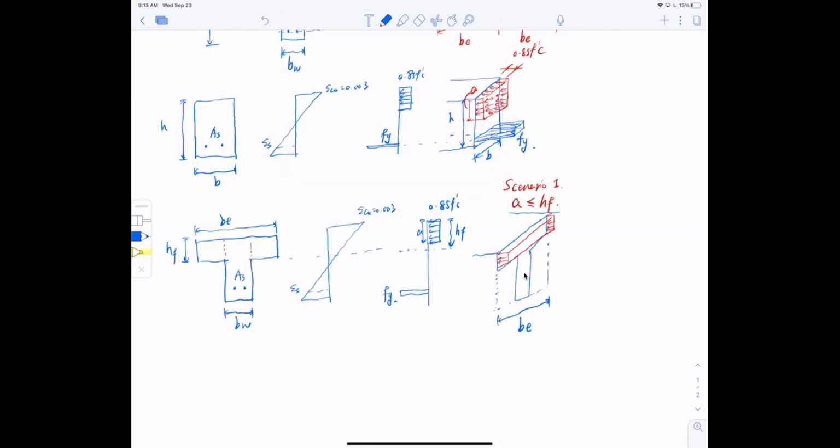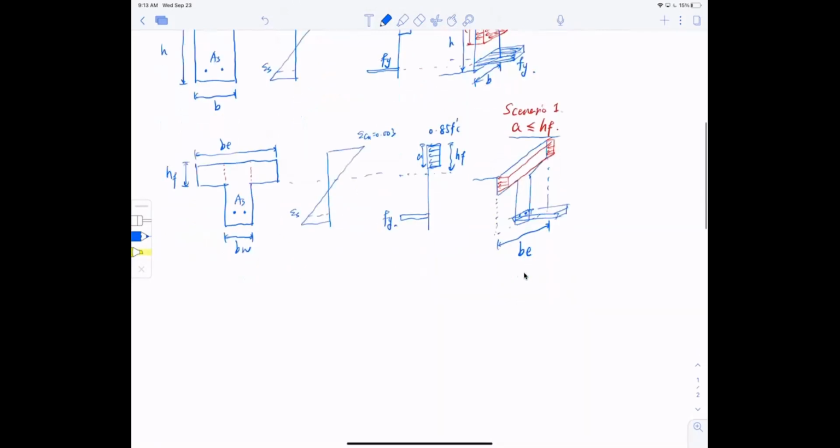So in that sense, the tension is still here. Now we're just going to say this is AS and this is the tension. But the concrete compression now I can write down C would equal 0.85 F prime C times BE times A. So that's the first scenario. Now the second scenario, scenario 2. Now I have still the T-beam, right?